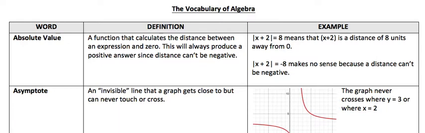In math, that means if I have the absolute value of x plus 2 equals 8, it means that x plus 2 is a distance of 8 units away from 0. This number after the equals with an absolute value is the distance. So if I tried to make it negative, that wouldn't make sense because distance can't be negative. So x plus 2 in absolute value will never equal negative 8. This isn't possible.